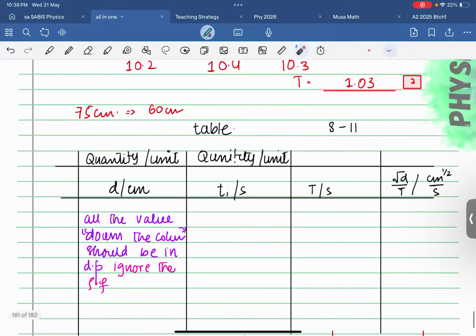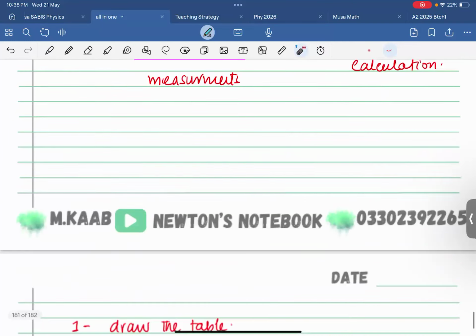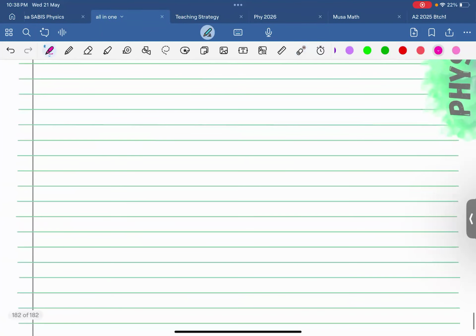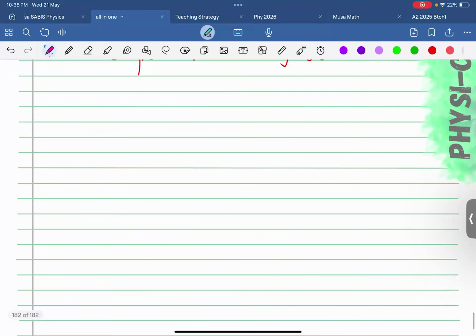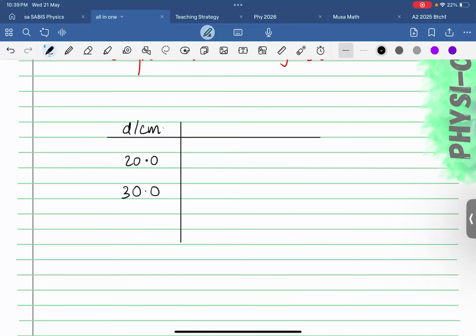So I have this range. I'm just taking 4 values for now for the sake of understanding. Let me write the column heading: D in centimeter. The first value is 20.0. The second value is 30.0. The third value is 40.0, and the fourth value is 50.0.